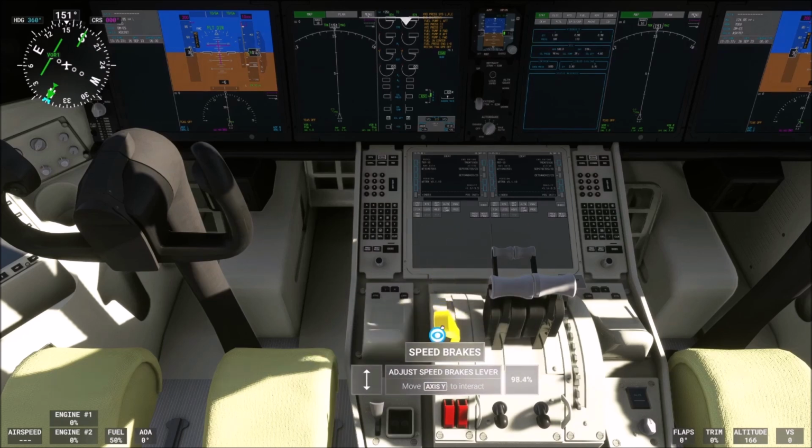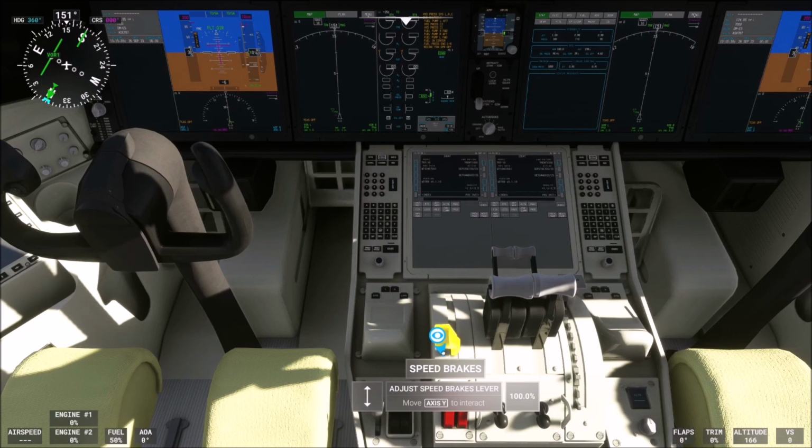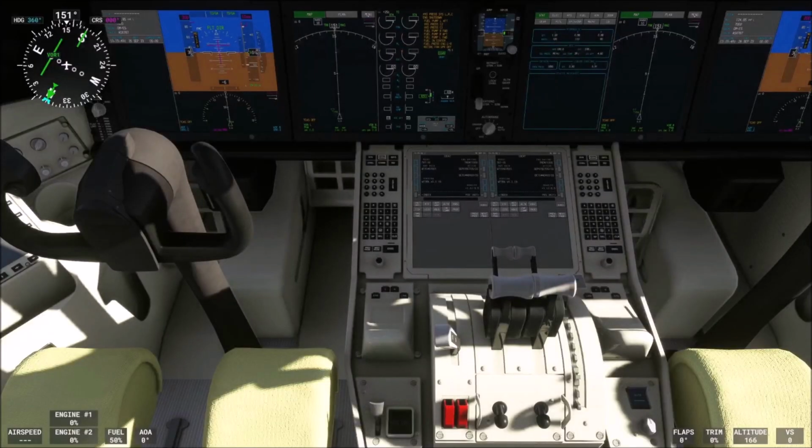Why the down position? I really don't understand why. So I suppose this is the down position. I don't understand why the speed brakes must be set to the down position. Anyhow, this doesn't make much sense, to be honest, but I will leave it as it is.